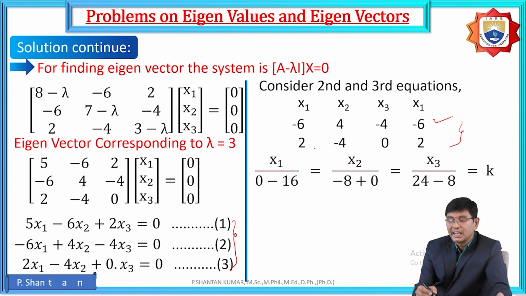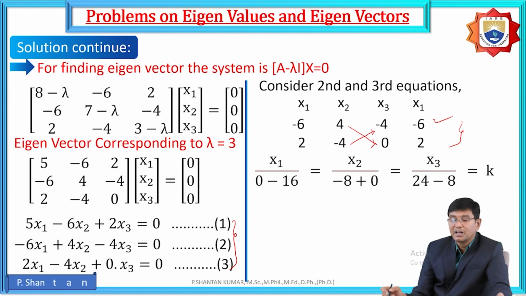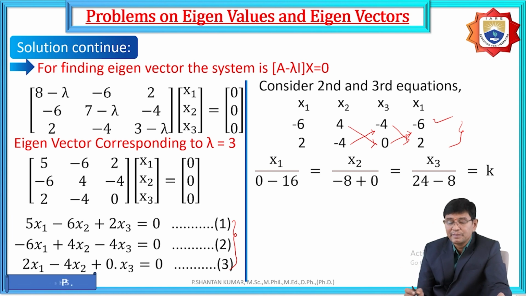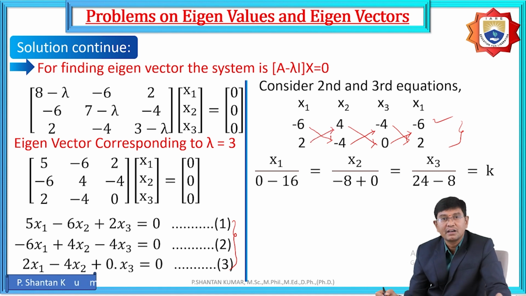That means here x1 by: 4 into 0 is 0, and minus of minus is plus, minus 4 into minus 4 is 16, but minus is existing, so 0 minus 16. Similarly x2 by: minus 4 into 2 is minus 8, and again minus 0 into minus 6 is nothing but plus 0. And x3 by: here the rest of the right side is not any columns. Again minus 6 into minus 4 is 24, and minus 2 into 4 is minus 8. Therefore it is equal to the k value.